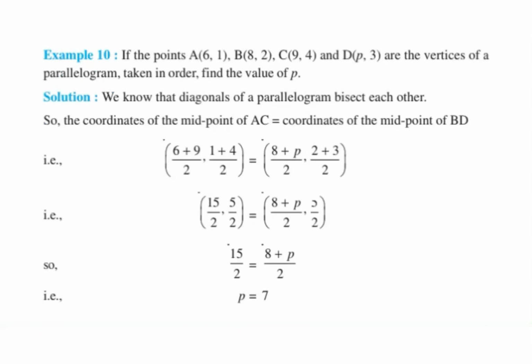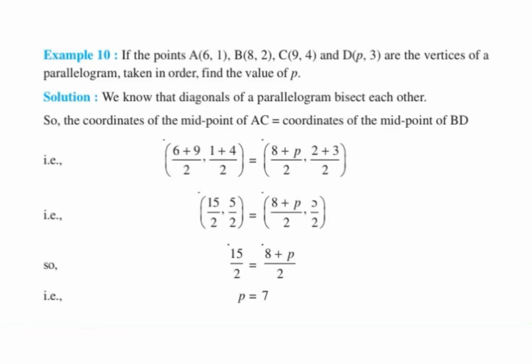Example 10. If the points A (6, 1), B (8, 2), C (9, 4) and D (P, 3) are the vertices of a parallelogram taken in order, find the value of P. Students, you know what is a parallelogram, right? You have studied the properties of a parallelogram also, and you have studied the types of a parallelogram also, that is square, rectangle and rhombus in the 9th standard. And a very important property of a parallelogram is that the diagonals of the parallelogram bisect each other. And this property we will use here to find the value of P.